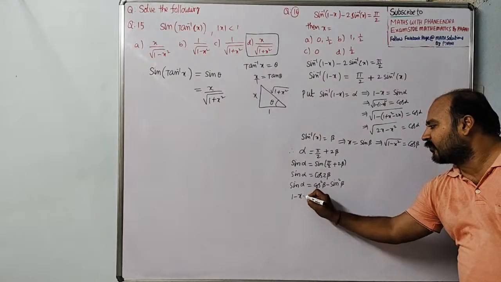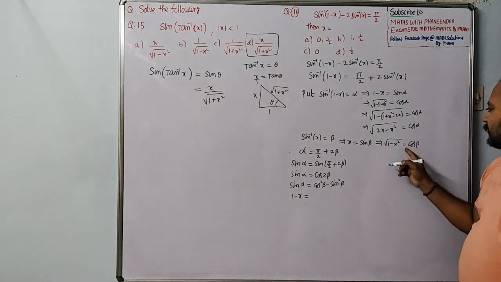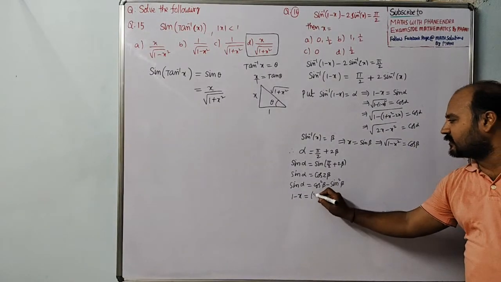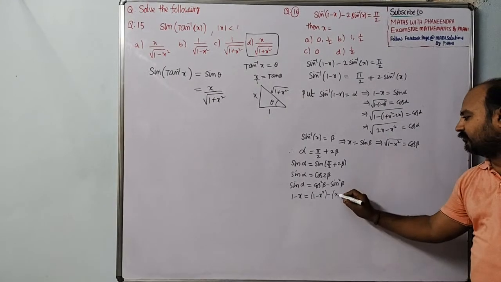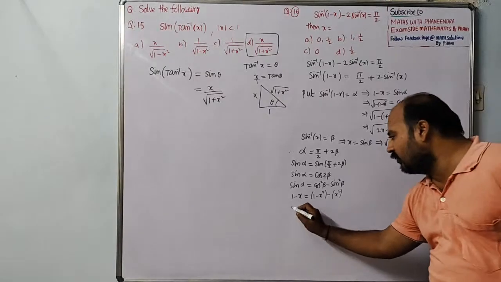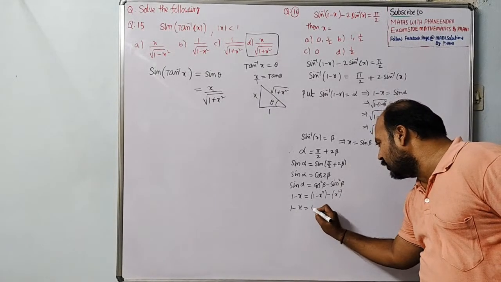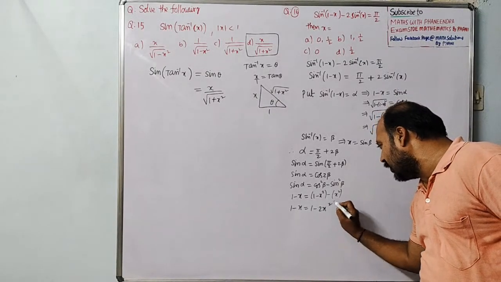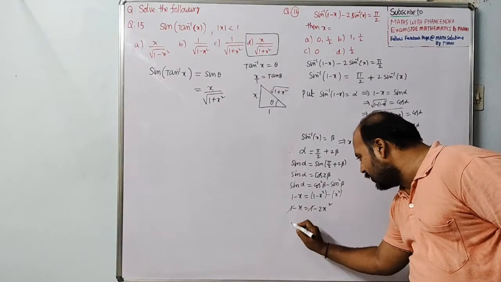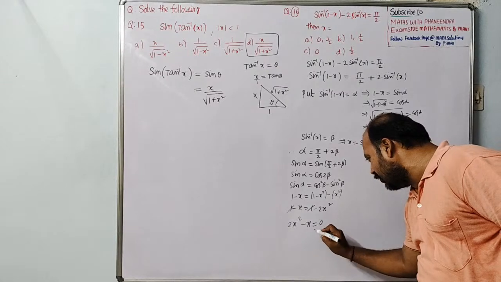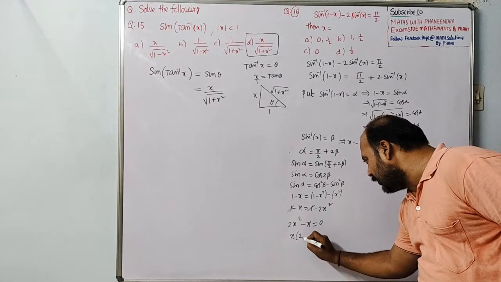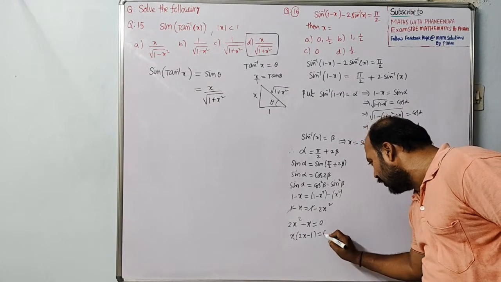Cos square beta means 1 minus x square will come, minus sin square beta, x square. So 1 minus x equal to 1 minus 2x square. So bring this side: 2x square minus x equal to 0. X into 2x minus 1 equal to 0.